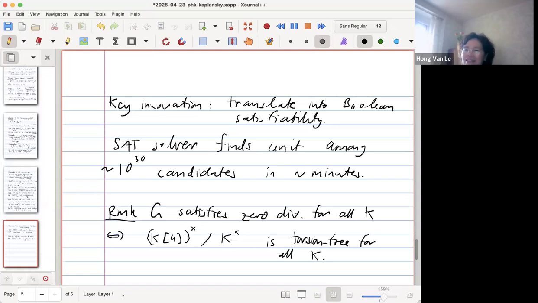So the main innovation is you translated the problem into Boolean satisfiability, so you use a SAT solver. But the problem of zero divisors, can you translate any problem in algebra into some combinatorial problem and use a SAT solver?